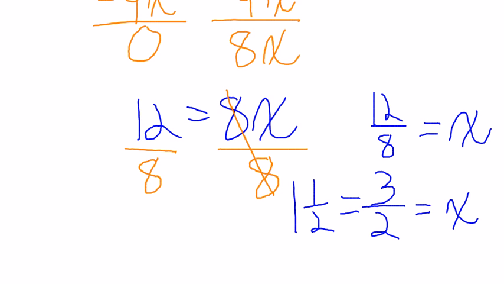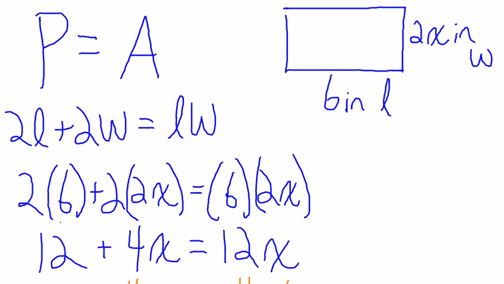Well, there you have it. 1 and a half, if I scroll back up here, is the value that x has to be in order for the perimeter to equal the area. Now, let's very quickly check that. If we plug 1 and a half in for x, 1 and a half times 2 is of course 3. So go ahead here and change this to 3. We did that because 1 and a half times 2 equals 3.